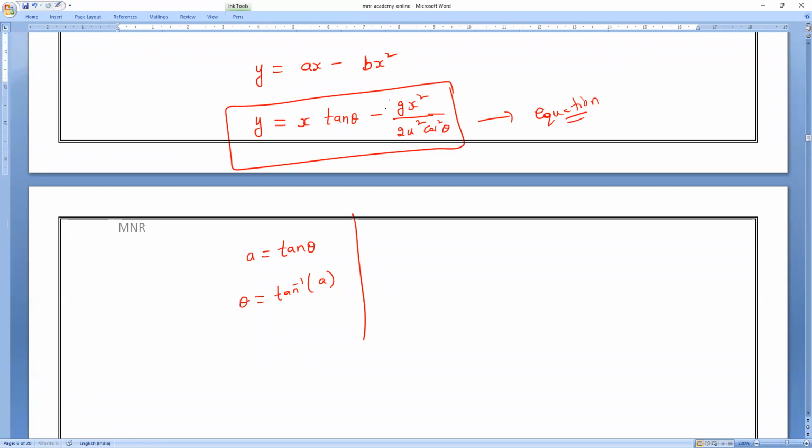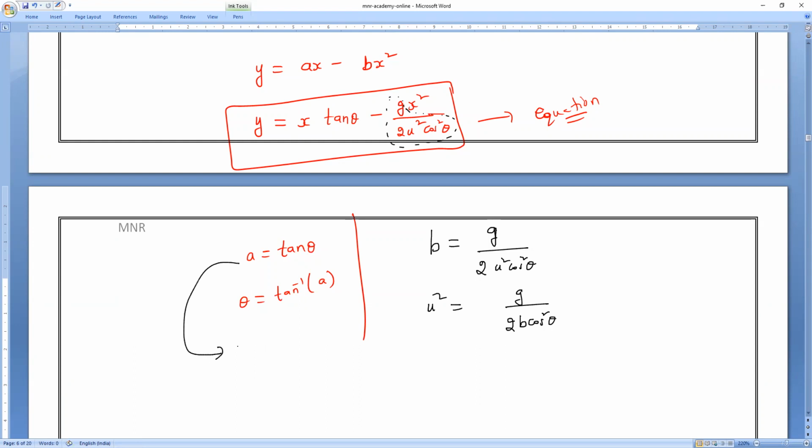B value means this whole thing. Am I right, all of you? Check it. Yes, sir. b x square. So the b value, what is the formula? b is equal to g divided by 2u square cos square theta. From that, I want u square. So bring this u square here and b there. So u square is equal to g by 2b cos square theta. That's all.